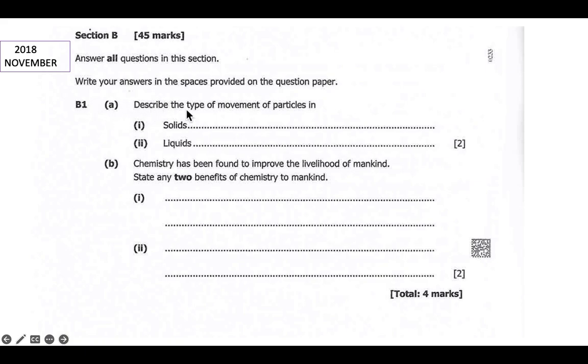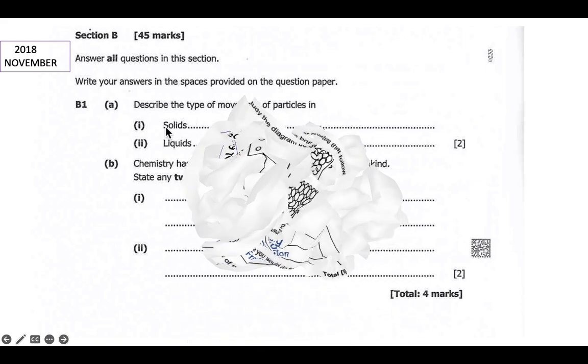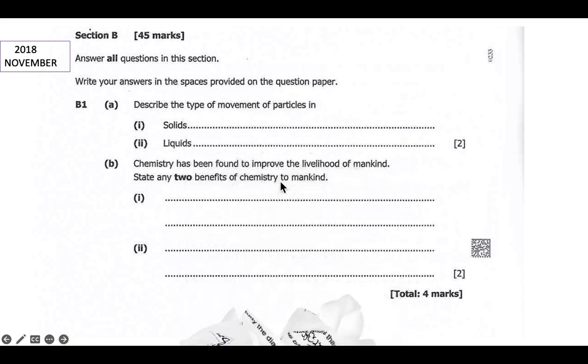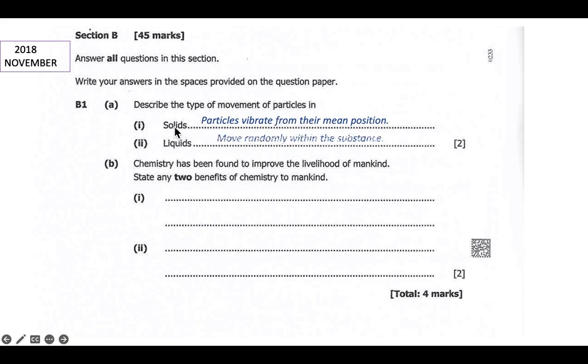Describe the type of movement of particles in a solid. How do particles move in a solid? Just like the previous one, particles in a solid vibrate from their mean positions. That's the movement of particles in a solid. And in liquids, particles move randomly within a substance. Then we have question B.